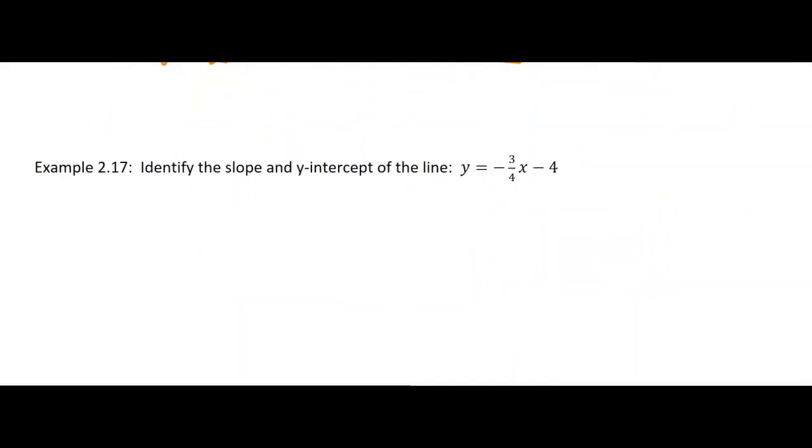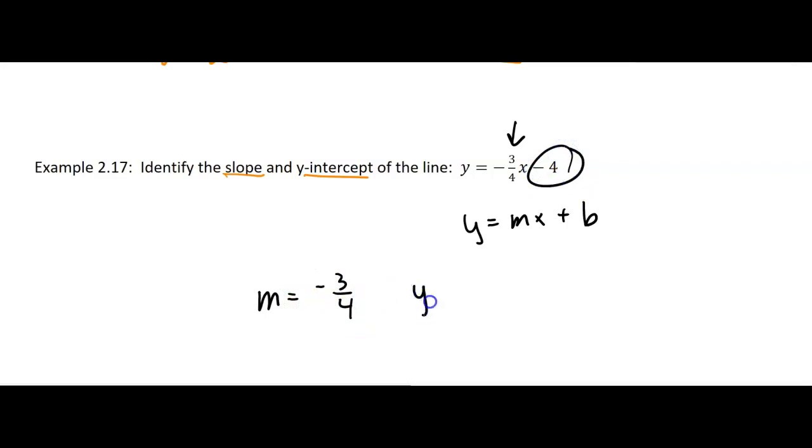Now this problem says identify the slope and the y-intercept. Well, it's in slope-intercept form. It's in the form y equals mx plus b. So we kind of already did this, but what's the slope then? Slope is negative 3/4. And what's the y-intercept? The y-intercept is negative 4. And again, some textbooks like to just put the negative 4. Sometimes they like to write it as an ordered pair because it is a point. So that doesn't matter to me, but they might care.